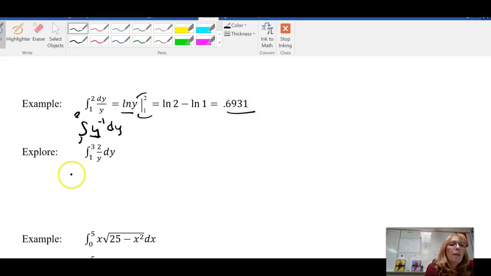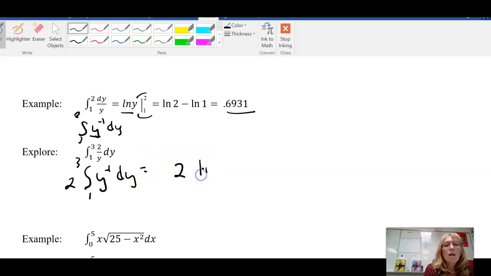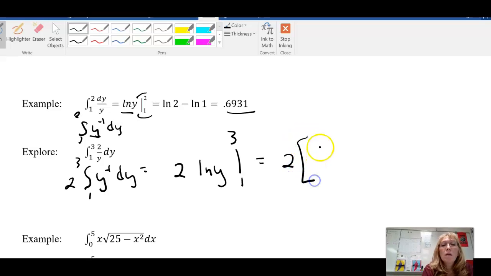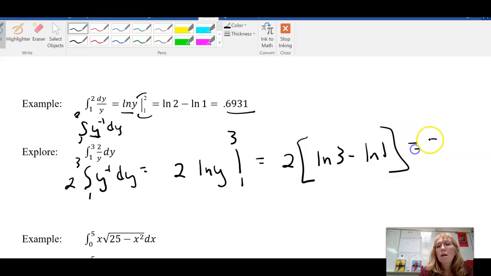Your turn. Okay, I would have pulled out the 2. Integral from 1 to 3 of y to the negative 1 dy. So you know that equals 2 times the natural log of y, all from 1 to 3. So that is equal to 2 times the natural log of 3 minus the natural log of 1. Type that into your calculator and you should get 2.1972.